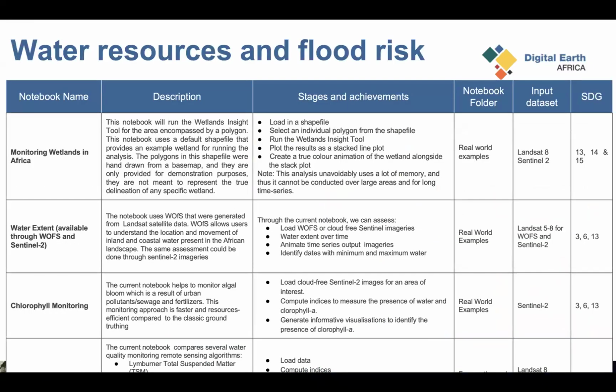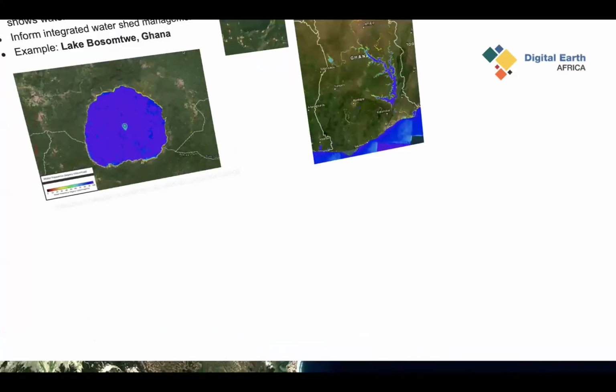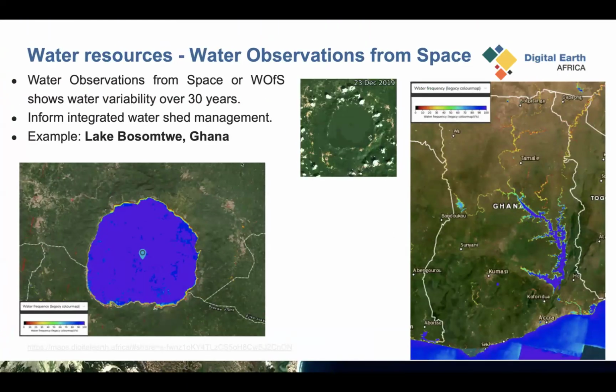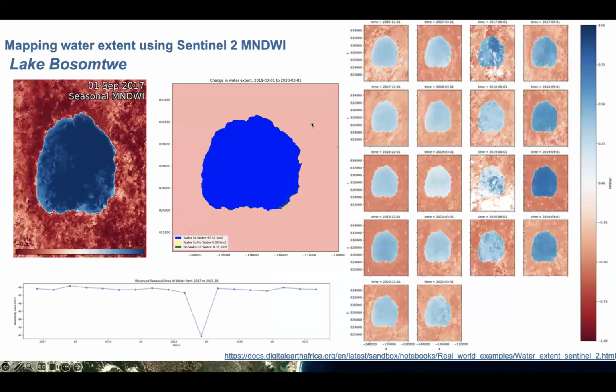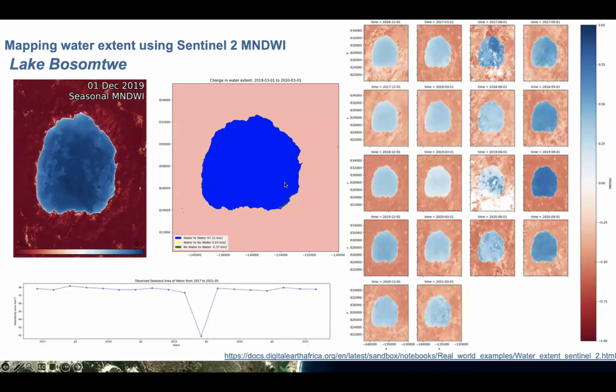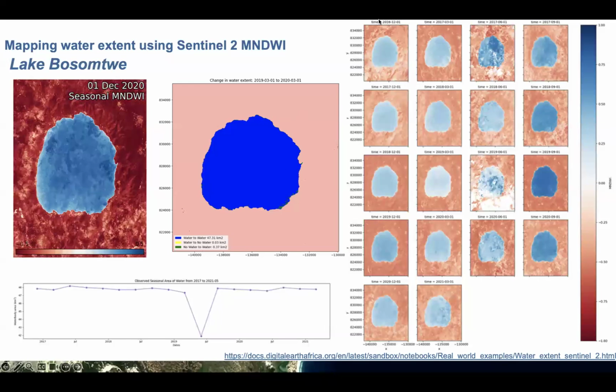We also have applications in the water resources. Here we are introducing the water extent mapping. And here we have an example of Lake Bosomtwi. Here showing the trends of water observation from space that you can see. Then in the next one, now I'll be able to show you using Sentinel-2. We're able to generate the water mean index, which is very key to understand the trends.